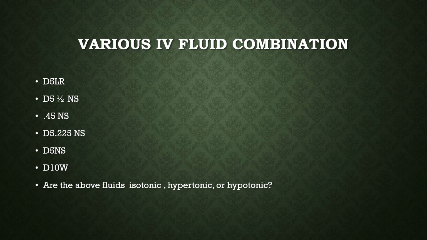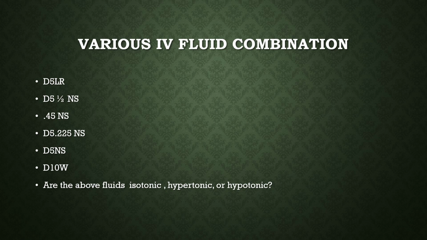D5 normal saline. D5 is isotonic. Normal saline is isotonic. So you have an isotonic fluid. D10W, D10 in water. That's going to be hypertonic, right? Because D5 is isotonic, D10 is going to be hypertonic and contain a higher percentage or proportion of dextrose than what's found in your blood. Very good.